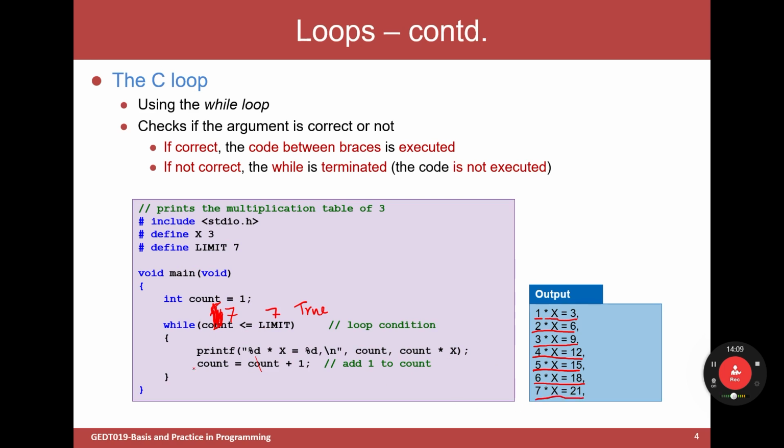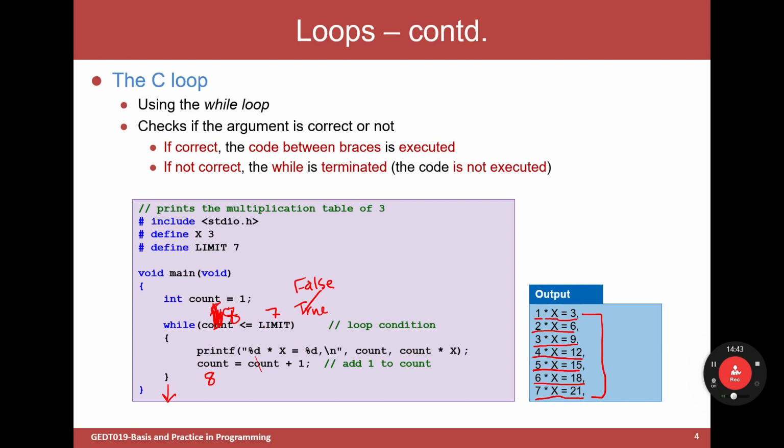Okay, and then now count is equal what? 8. So now here it will be 8. 8 is less than or equal to 7? No, it's false. In this case, this block will not run. It will just ignore it and continue the code. So in this case, the output will be this one only. Okay, so this is how we can run the while loop.